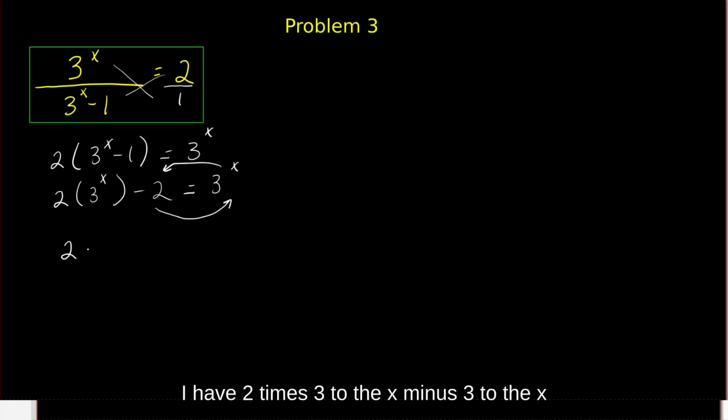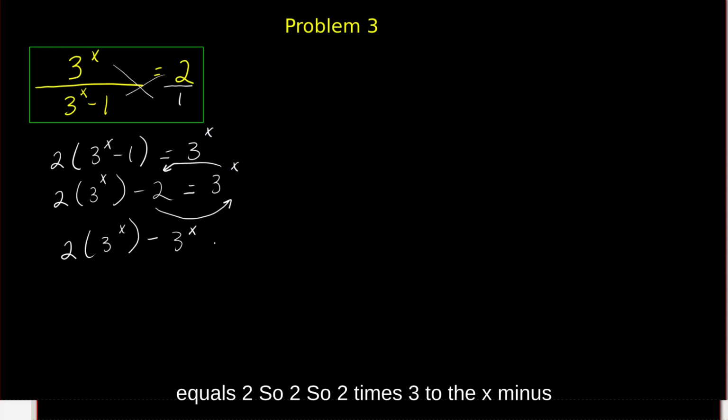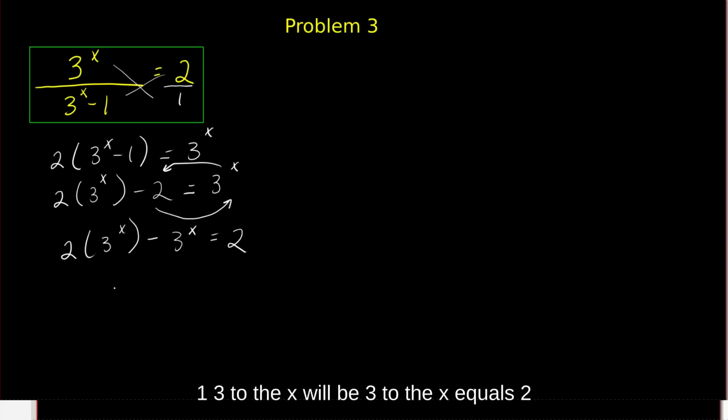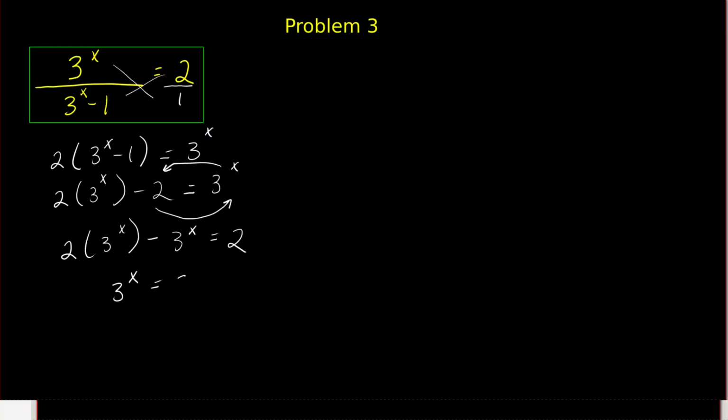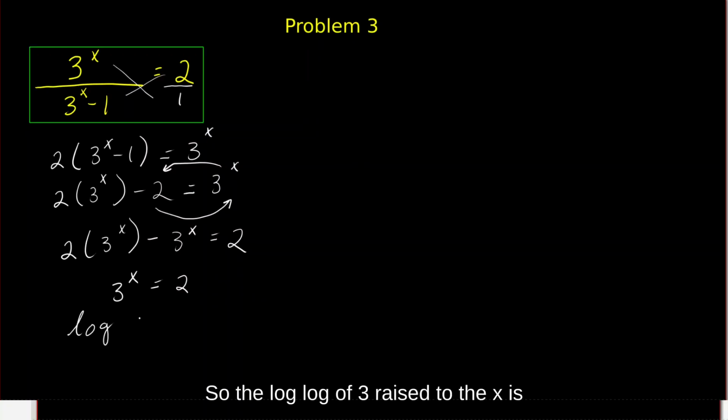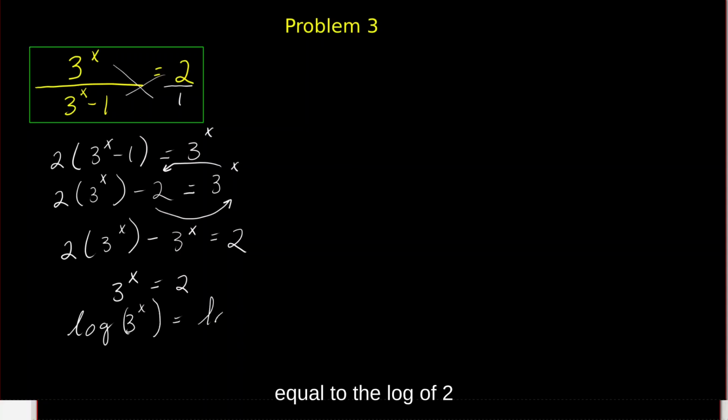So I have 2 times 3 to the x minus 3 to the x equals 2. So 2 times 3 to the x minus 1 3 to the x will be 3 to the x equals 2. So the log of 3 raised to the x is equal to the log of 2.